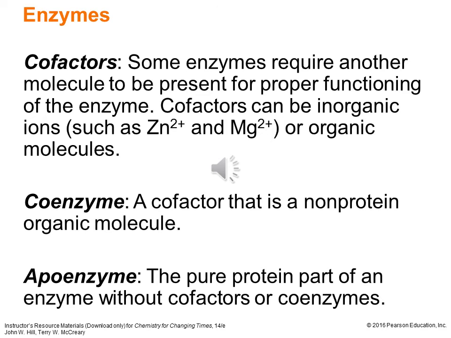Coenzyme is another cofactor that's a non-protein organic molecule. So coenzyme might be something like vitamin A or vitamin E, for instance, depending on the particular protein. And finally, apoenzyme is a term we use when we're talking about the pure protein part of an enzyme without the cofactors or coenzymes. That's the term that's used. So some things you might have seen or you might run into, and hopefully this clears up any confusion.